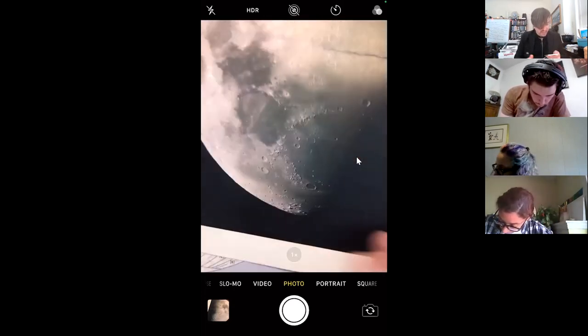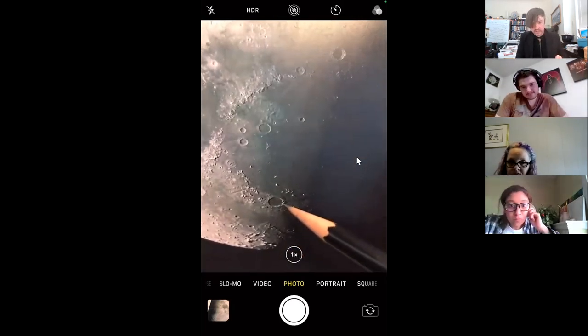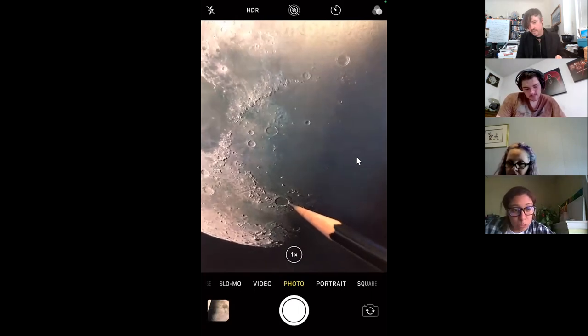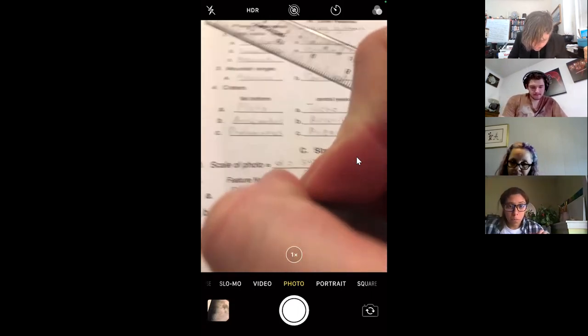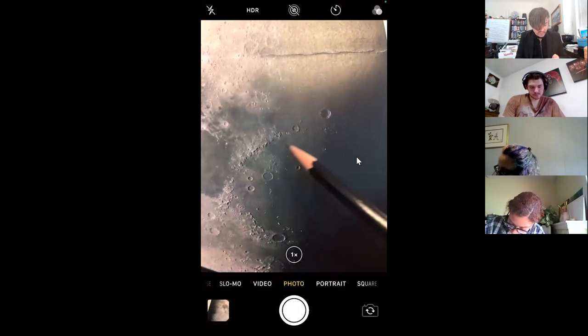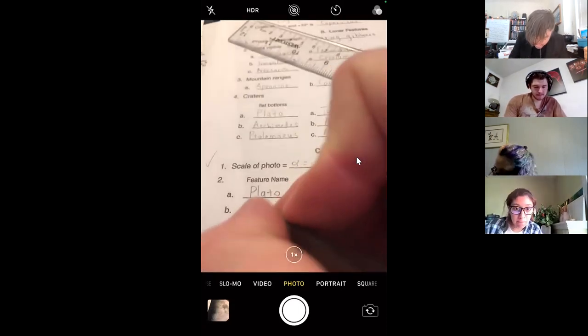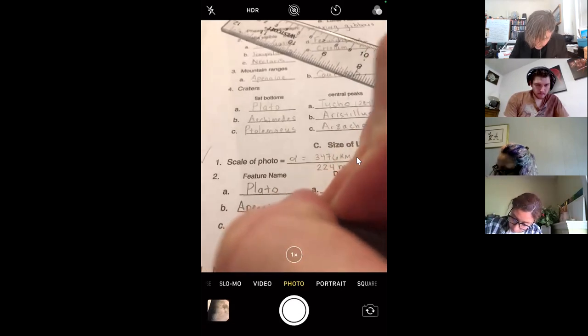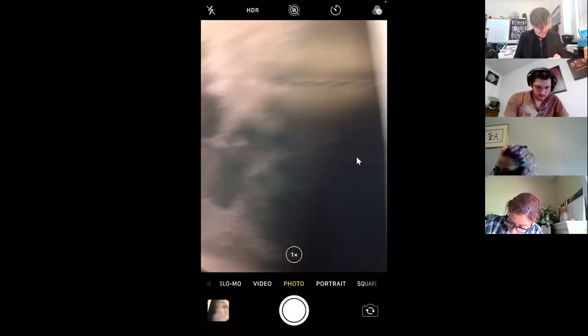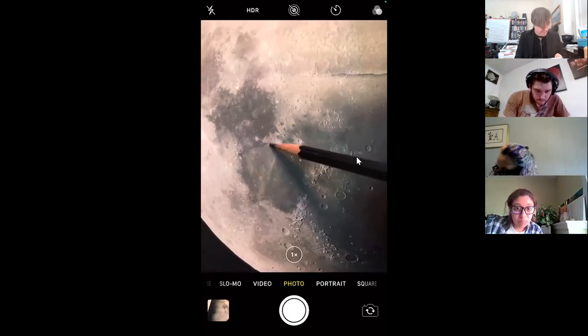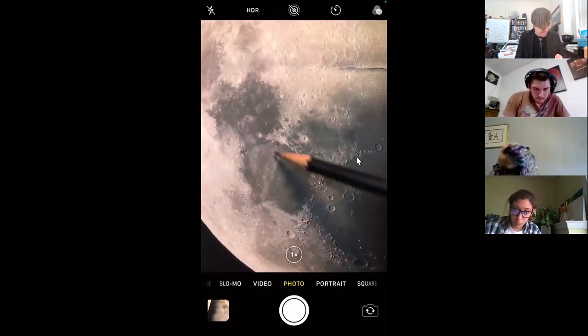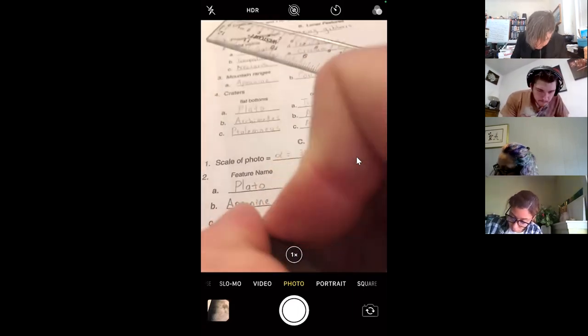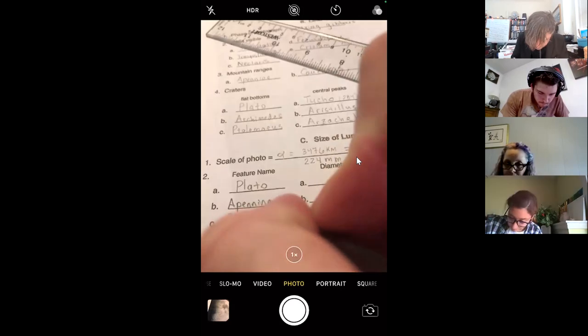All right. Let's say you want to know the size of a couple of different features. Remember this guy? Do you remember what this crater is called? Plato. Good. Let's figure out how big Plato is. Let's measure the length of the Apennine Mountains. So we know how long the longest mountain is. And then, I don't know, let's pick one of these maria. Let's come up with the diameter of Mare Serenitatis, okay? And the first thing we're going to do is measure these features in millimeters.